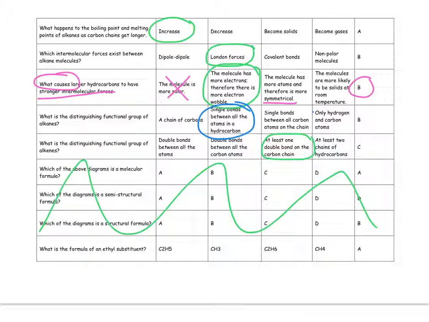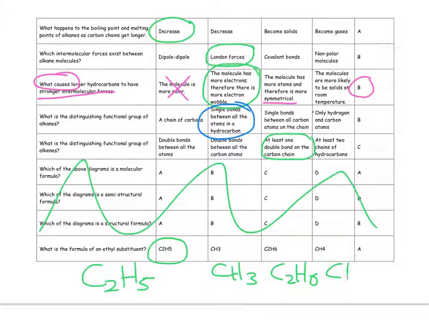And then what is the formula of an ethyl substituent? An ethyl substituent is going to be C2H5 hanging off a chain, so the best answer there is A, except that these should be C subscripts, so that should be CH3, that should be C2H6, not that they're the right answer, but still, and that should be CH4, they should be subscripts always.